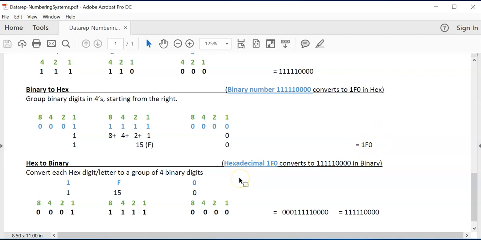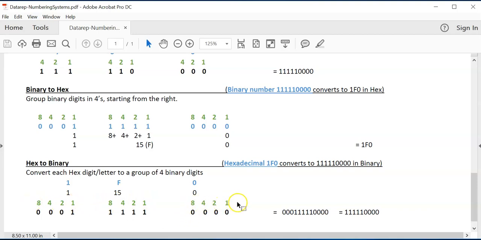And to do the reverse, so let's say we're given a hex number. What is the binary? Write down your hex number, spaced out. Make sure if there's a letter, you convert that to the corresponding number. So if this was A, this would be converting to 10. But since it's F, it's converting to 15. And then you need to open up each of these digits into 4 binary digits. So for 0, again, you have to write 1, 2, 4, 8. 1, 2, 4, 8. 1, 2, 4, 8.